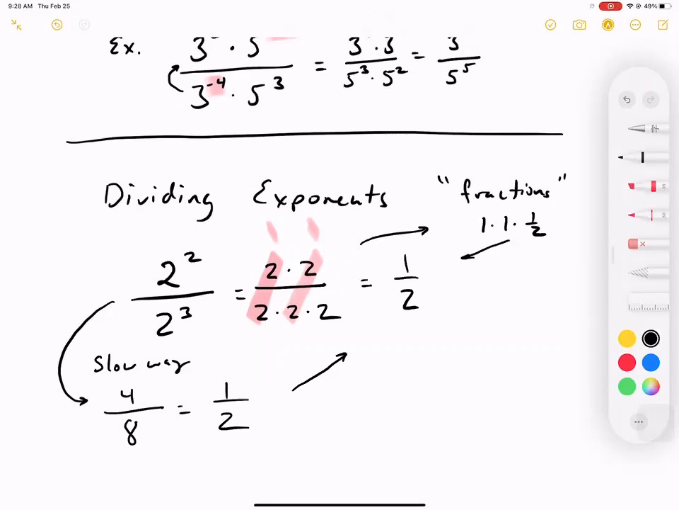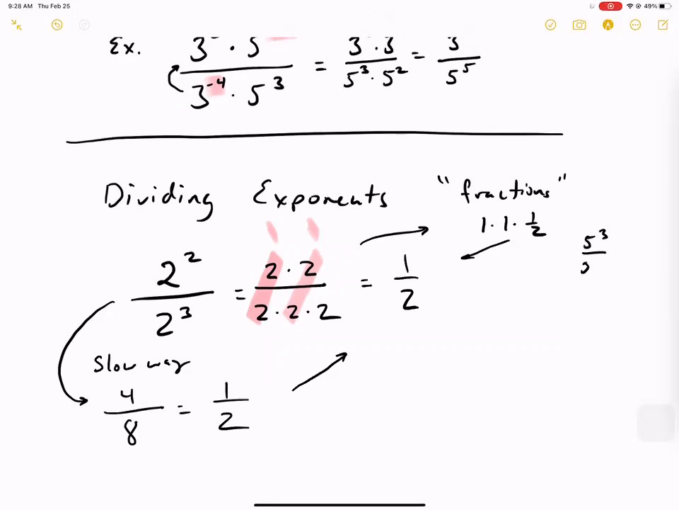Let me give you just another one on the side. I'm writing this really small so you guys can try it. If I say 5 cubed over 5 squared, isn't that just 5 times 5 times 5 over 5 times 5? And we can divide them. 5 divided by 5, 5 divided by 5, and we're left over with 5.